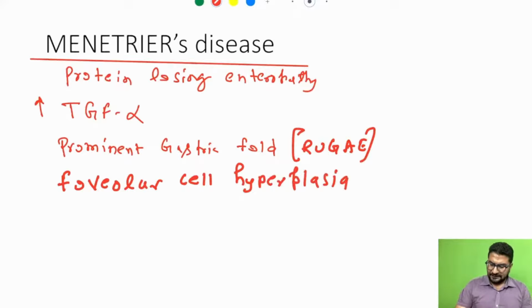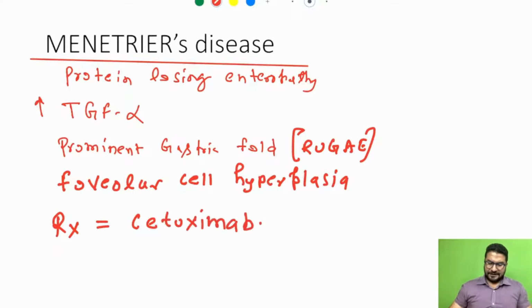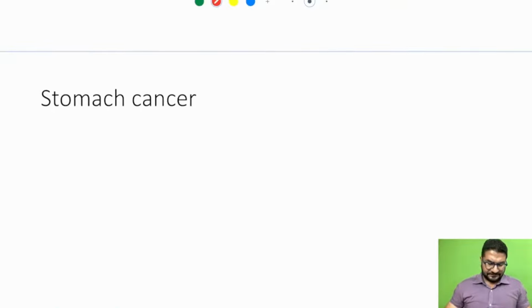Now try to understand this thing. There is hyperplasia of foveolar cells, and ultimately you will see how we are going to manage. So which drug you will give? We will give cetuximab. The drug that we will choose here will be cetuximab.